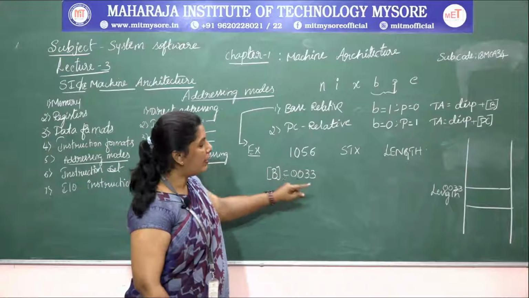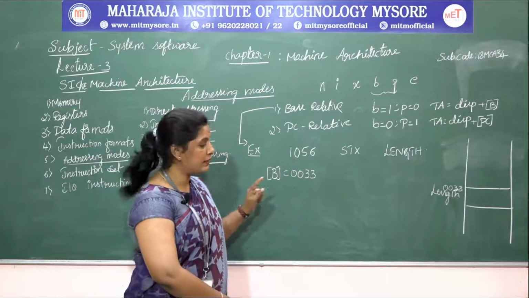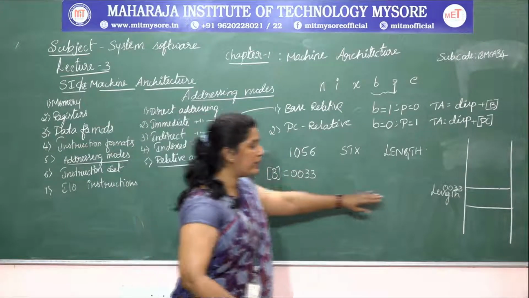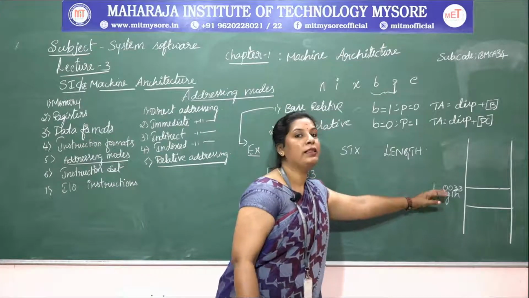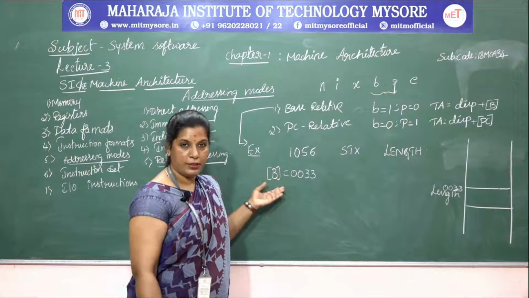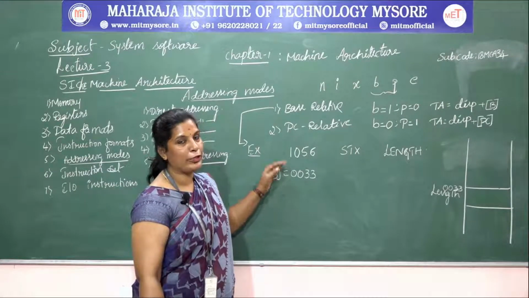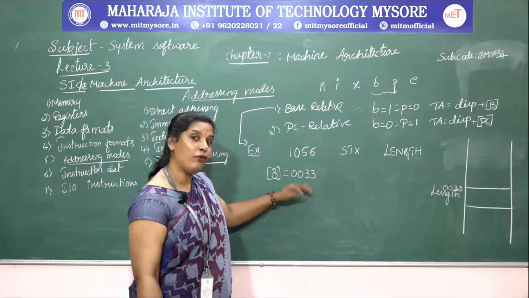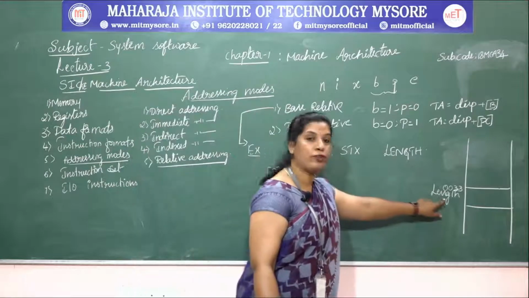Memory location at 33. So length is nothing but the memory location name. The same length value sometimes might be loaded into the base register. Base register value is also 00. This is the value of the base register. This is the location of the length.